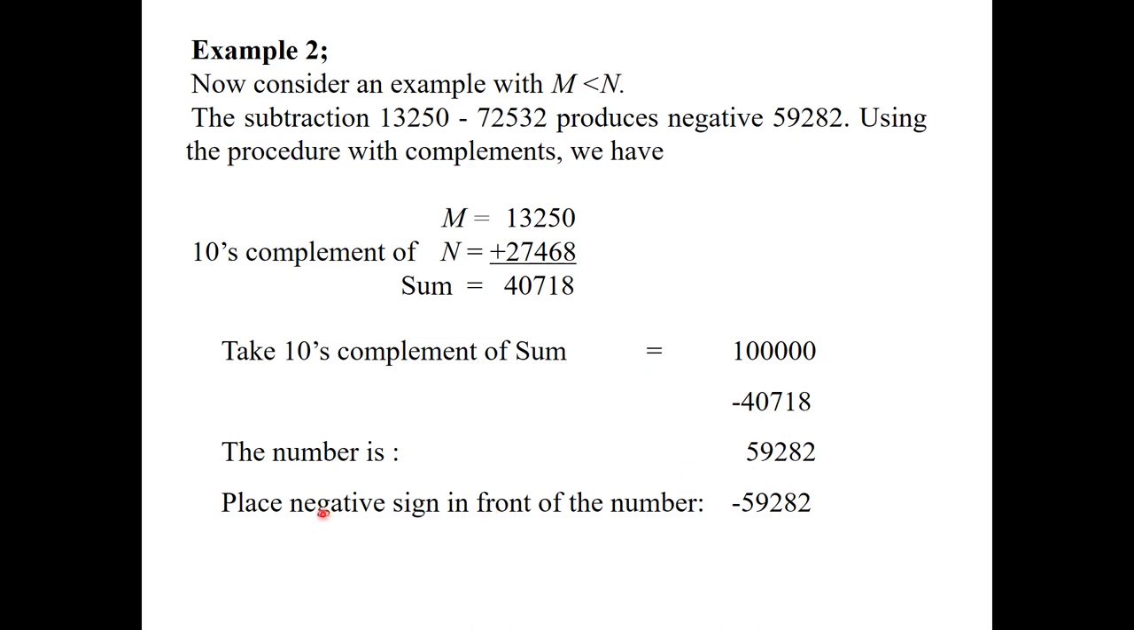And remember, you need to place a negative sign in front of the number because we are dealing with case 2, where M is less than N. So your answer will be minus 59,282, which is the correct answer, right? So we are clear with the decimal procedure.